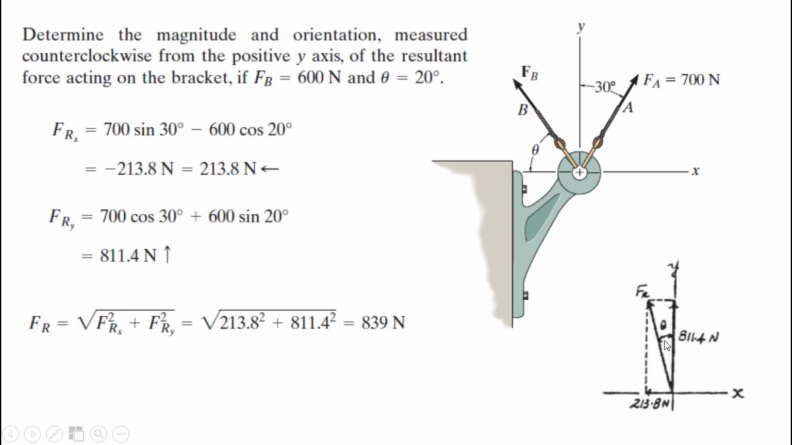This angle is going to be the inverse tangent of x over y. So that 213 over 811. Okay, and again, I have the angle defined from the vertical. It would be different if it was defined from the horizontal, but this is the angle that we're looking for here. So from the vertical, it is the inverse tangent of opposite over adjacent. So 214 over 811 giving 14.8 degrees.